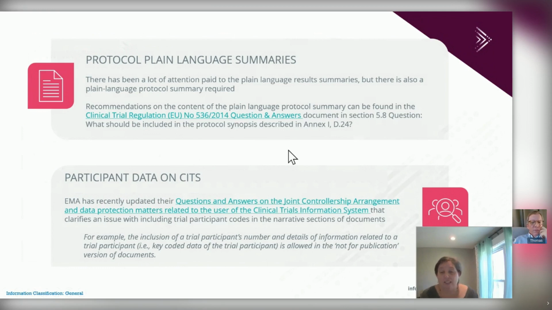Another area that has been on the radar a lot has been, a few months ago, the EMA said no patient content, no patient data should be uploaded into CTIS.